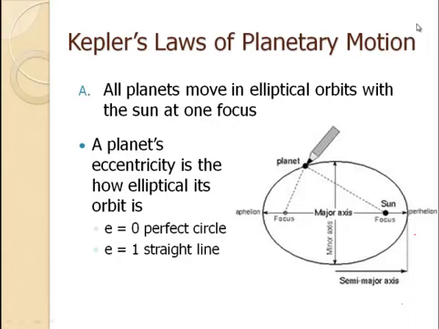Not only planets, but asteroids or anything that moves around the sun for that matter travels in this elliptical orbit with the sun at one of the focuses.